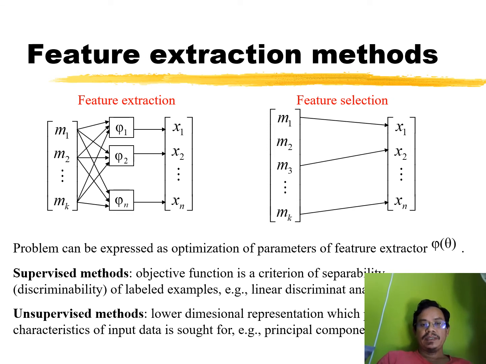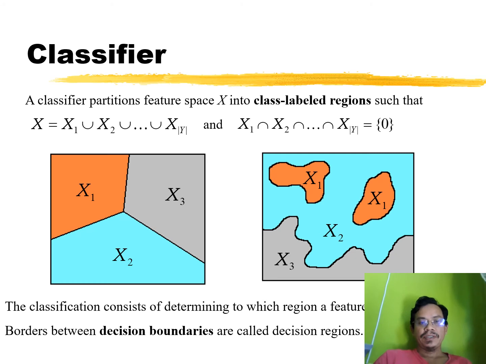So this is a feature extraction method. The problem can be expressed as optimization of parameters. We have a supervised method and we have an unsupervised method. So if you have features, then we can perform feature selection. Some of the features may not be useful, so we can remove them. This is what we call feature selection.